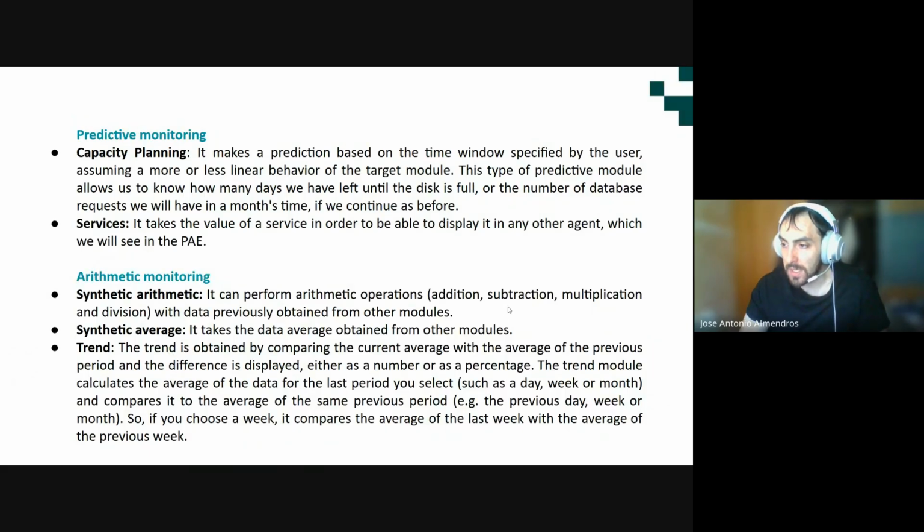We can take the average of the data obtained from other modules. Okay, the simple average. If we use the average of two modules, one with data 10 and one with data 12, our new module will be the data 11 because it is the average between those two modules. It is very easy.